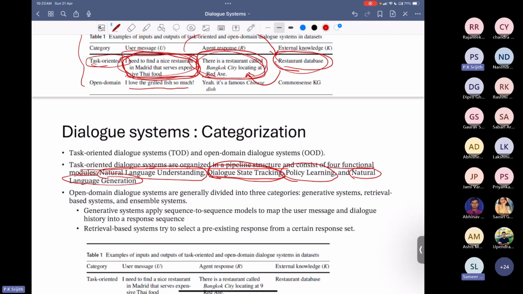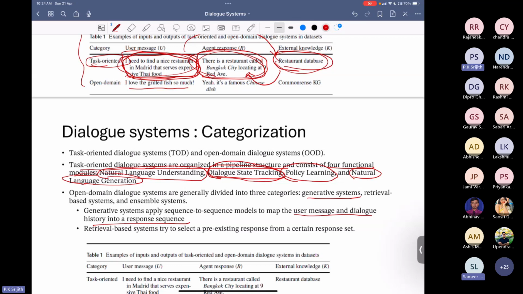One is generative systems. Generative systems do an end-to-end generation of the dialogues. It uses deep learning models, such as sequence-to-sequence models, encoder-decoder models, to map the user message and the dialogue history into a response sequence. There is no intermediate step, no structuring of the entire process into different pipelines or modules. It is just end-to-end generation based upon deep learning.